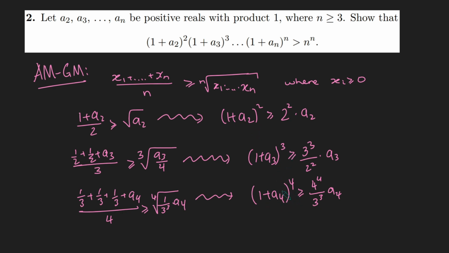And if I continue doing this, I'd eventually get 1 plus an to the power of n is bigger than or equal to n to the n over n minus 1 to the n minus 1 multiplied by an. Okay, if I call this product over here that we're trying to prove is bigger than n to the n, x for now, what I notice is if I multiply all of these left-hand sides together, I get x. And because everything here is positive, I don't have to worry about signs of these inequalities flipping about.